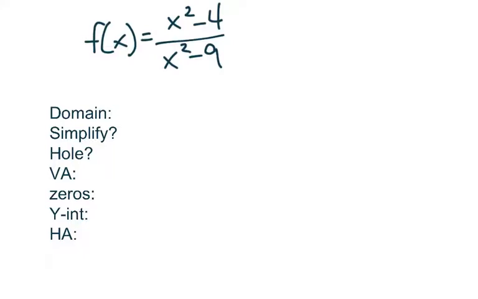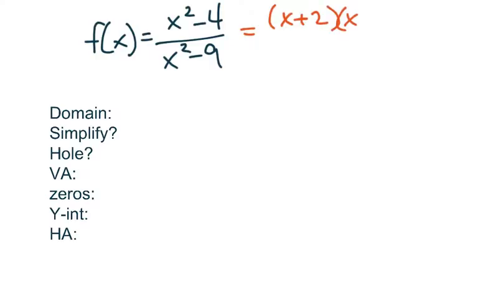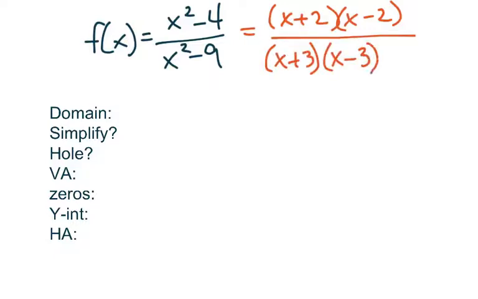All right, here's our next example. So remember, our very first step should be to factor. So I see that I have x plus 2 times x minus 2 in the numerator, and x plus 3 times x minus 3 in the denominator.